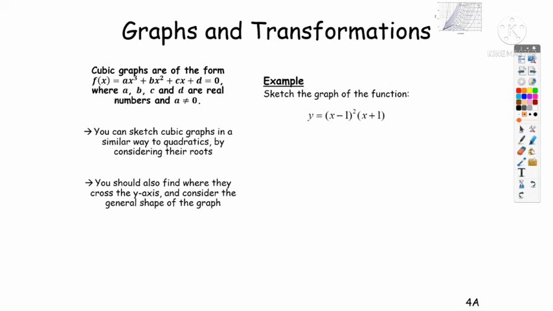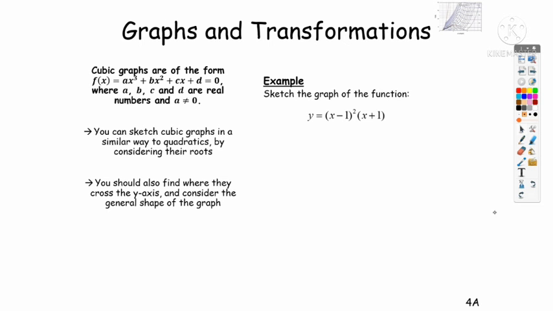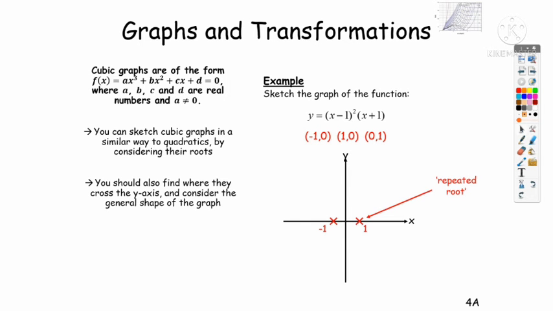Here's another curve for you. We've got y equals (x minus 1) squared times (x plus 1). Now here we've got a repeated factor, so I'll have to deal with that in a minute. If I put y equal to 0, I get x is 1 or x is minus 1. Which means I get (minus 1, 0) and (1, 0). If x is 0, I get y equals 1. So I get (0, 1). So I've got my 3 coordinates I can plot on my graph.